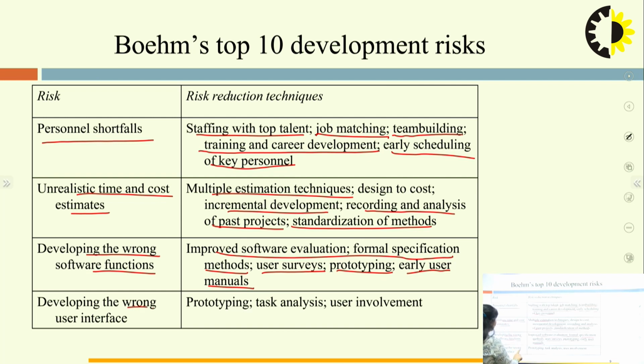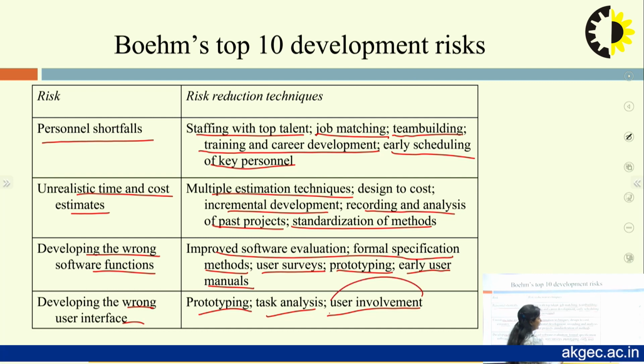Next one is developing the wrong user interface. Like by a prototype model, we have not followed that prototype model. We developed an interface, but that interface was not required by the client. So it is developing a wrong interface. What we can do is use a prototype model to overcome it. Task analysis can be done. Along with it, user involvement can also be done. Here the major concern was that the user was not satisfied by that user interface. Now to overcome it, we can have user involvement in the project.